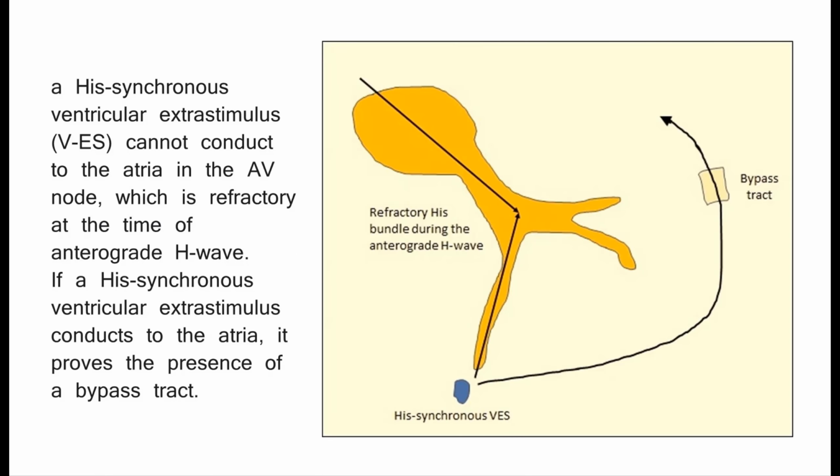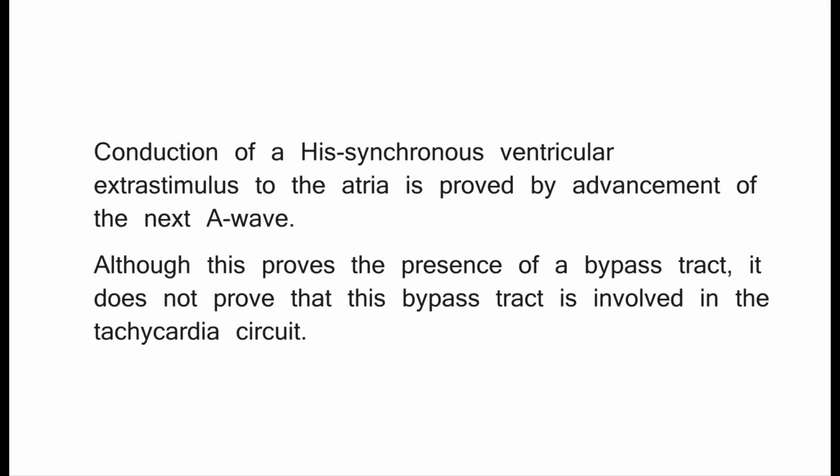A His-synchronous ventricular extrastimulus, VES, cannot conduct to the atria in the AV node, which is refractory at the time of anterograde H wave. If it conducts to the atria, it proves the presence of a bypass tract. Conduction of a His-synchronous ventricular extrastimulus to the atria is proved by advancement of the next A wave. Although this proves the presence of a bypass tract, it does not prove that this bypass tract is involved in the tachycardia circuit.